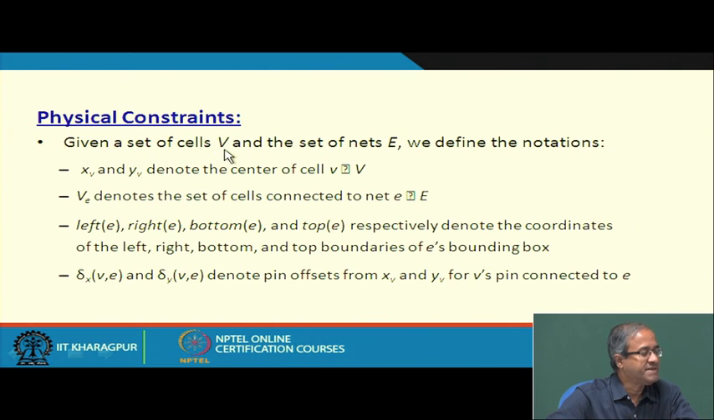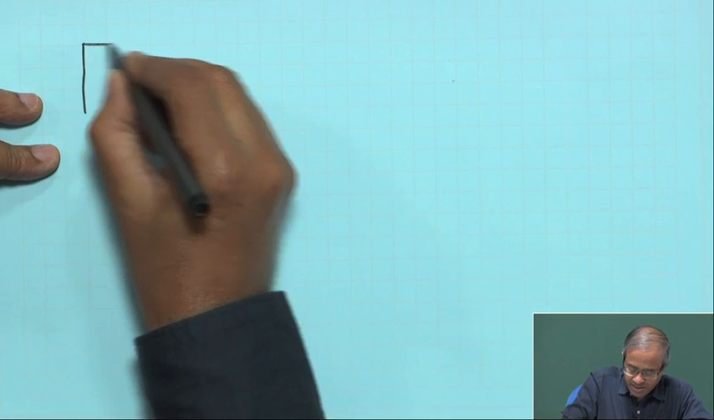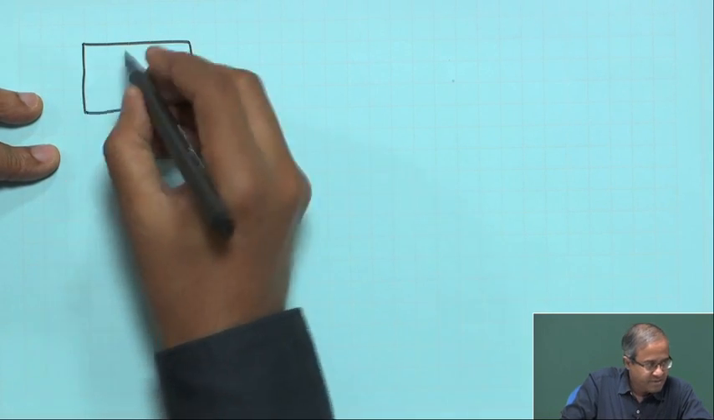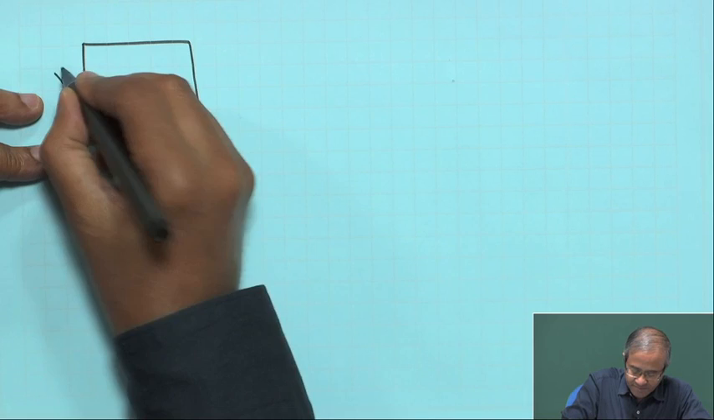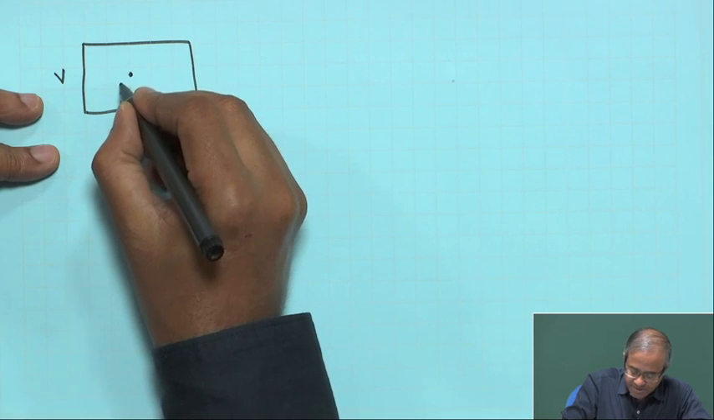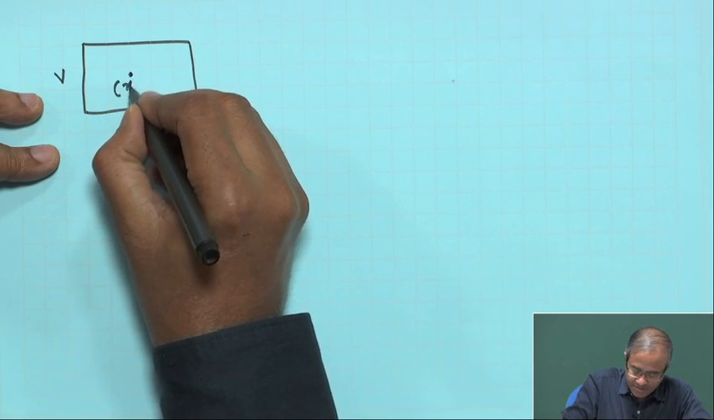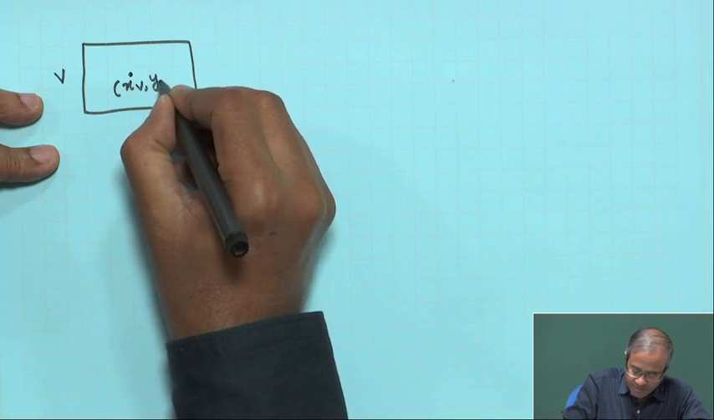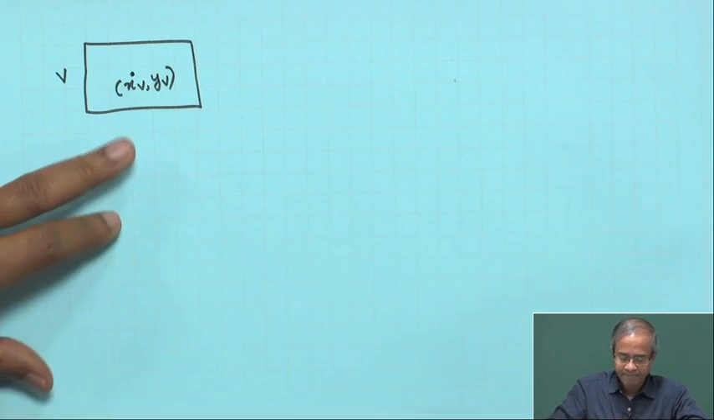Given a set of cells V and a set of nets E, we define x_v, y_v to be the center of a cell v. This should be v belongs to V, sorry, the symbol has not come. So, what does this mean? Suppose I have a cell, this block I am placing, I call it v. The center point of this cell, I call it the coordinate x_v and y_v.